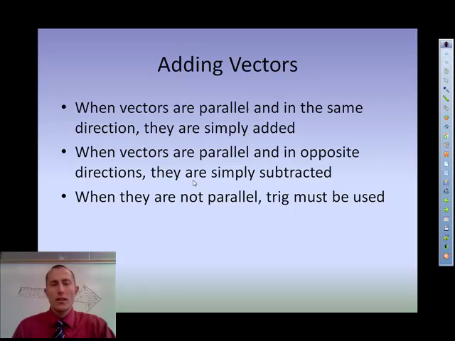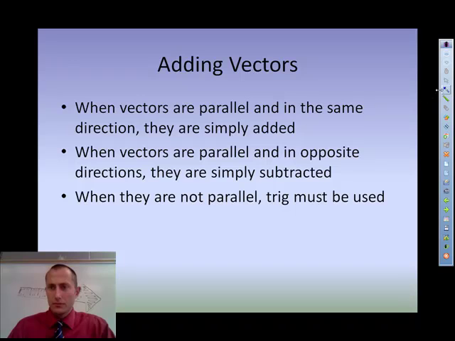So when they're in parallel, when they're in the same plane, either in the same direction or in opposite directions, again, we either add them or subtract them, and that gives us our net force. But that doesn't happen a lot. We're going to find in the real world that most vectors act at some angle to each other, and so then we have to start taking trig into account.